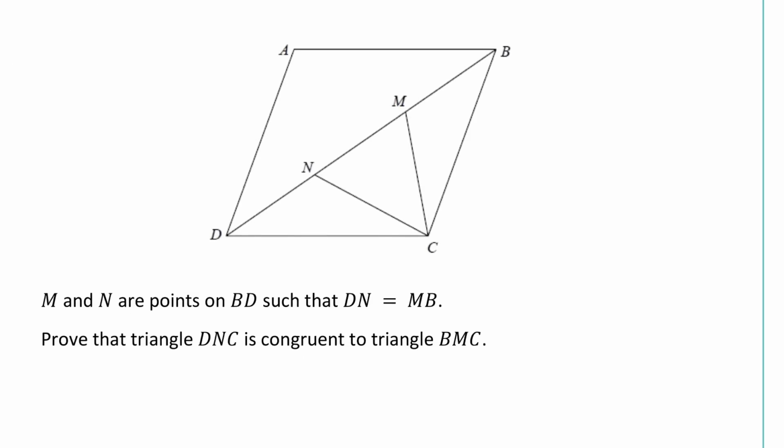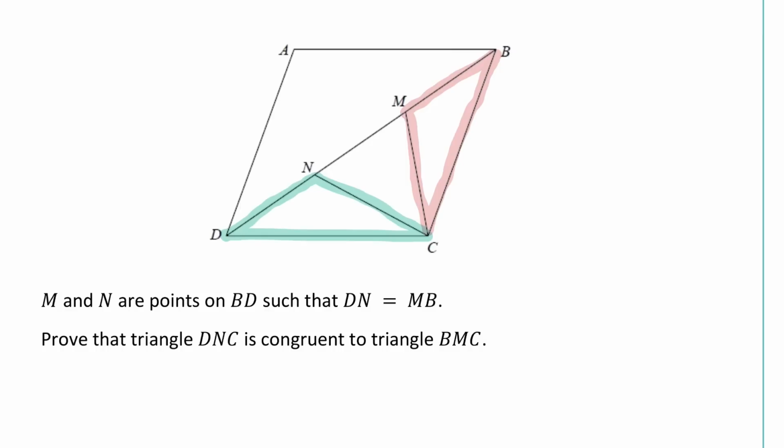So ABCD is a rhombus. M and N are points on BD such that DN is equal to MB. Prove that triangle DNC, let's just find that first, DNC is congruent to triangle BMC, which is this one here. So we need to prove that they're congruent.